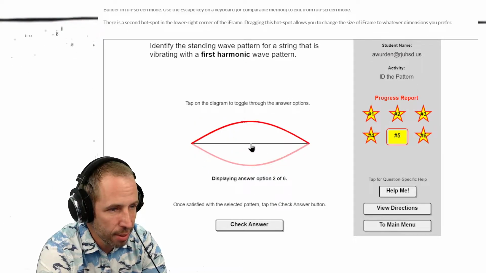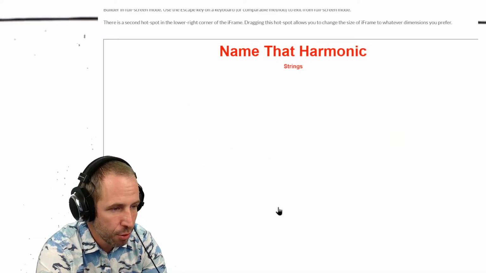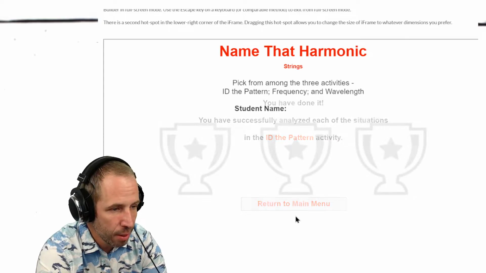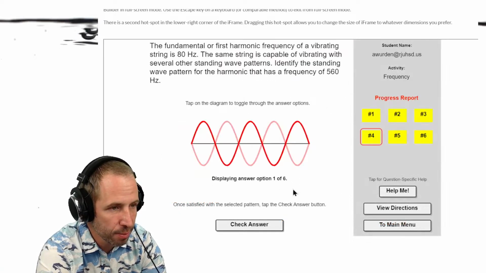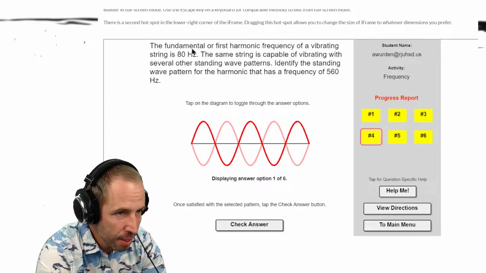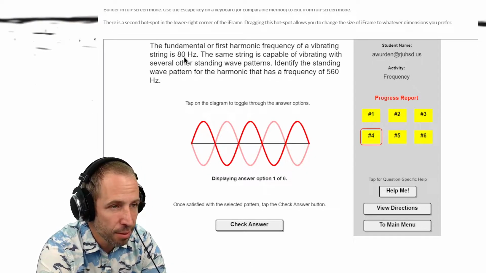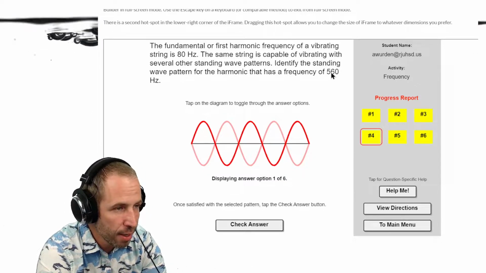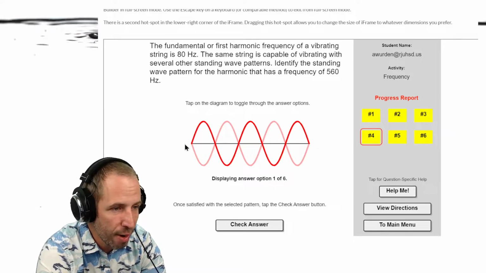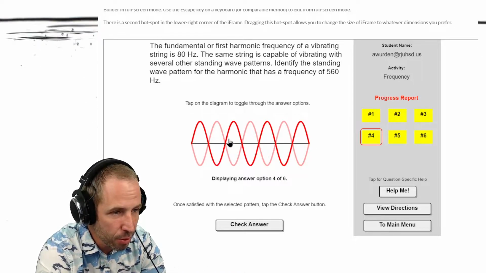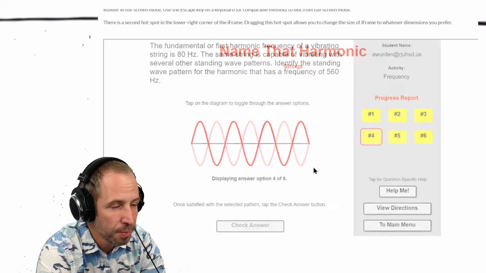So hopefully you're getting the hang of this pretty quickly. You should blow through this first level pretty easily. Let's check out level 2, which starts to get a little more interesting. They're telling me the harmonic is 80 Hertz, but they want us to find the one that has 560 Hertz frequency. So 80 compared to 560 is 7 times higher frequency, which means we need a 7 times shorter wavelength fitting in between this endpoint and this endpoint of the string. So I think I'm looking for the 7th harmonic. 1, 2, 3, 4, 5, 6, 7, boom.